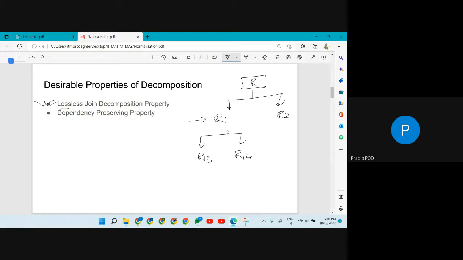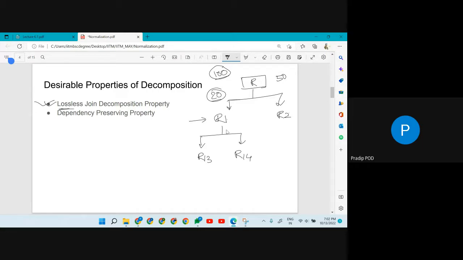So what exactly does that mean? Suppose this original table has 50 tuples, and you decomposed it into R1 and R2. If you try to reconstruct it and you get 100 tuples, or maybe 20 tuples, then this is your lossy decomposition. So you lost the original information that was present previously.